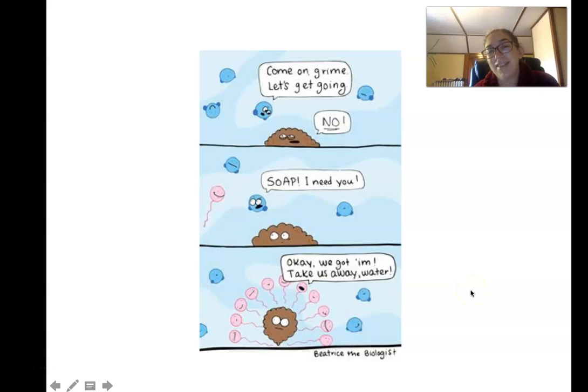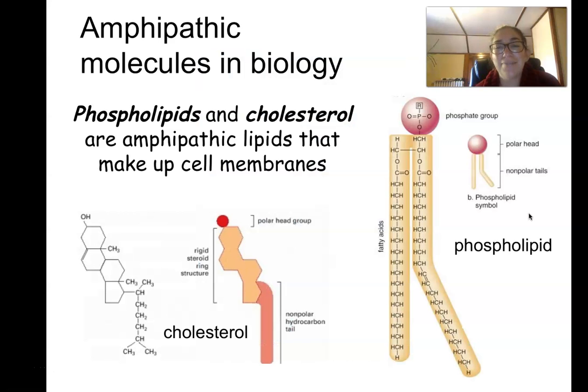And that's really, like, it's cartoony, but it's literally what's happening when you are using soap to get rid of grease. All right, now, so soap is not the only amphipathic molecule that we use. In biology, there's several that are really important. So there are two types of fats that actually have charged head groups, and that we use them as amphipathic molecules and kind of as emulsifiers in biology.